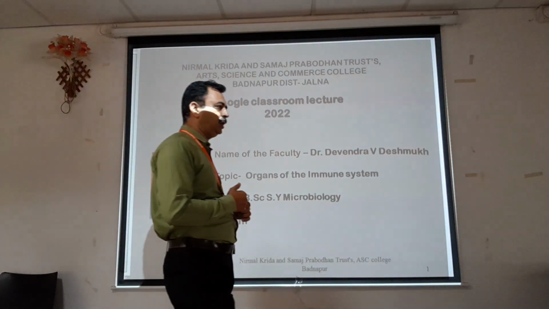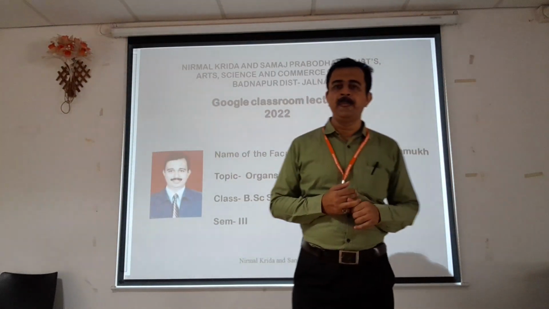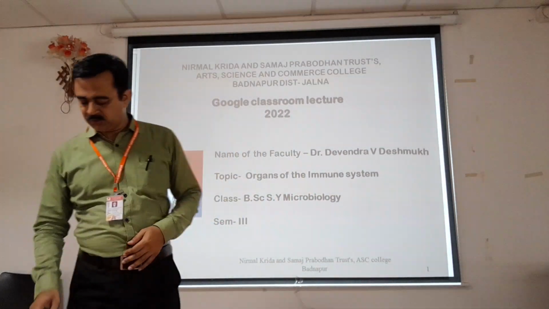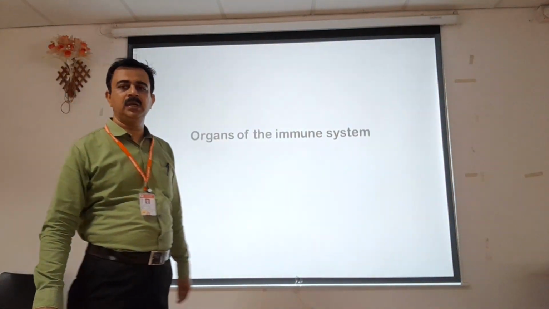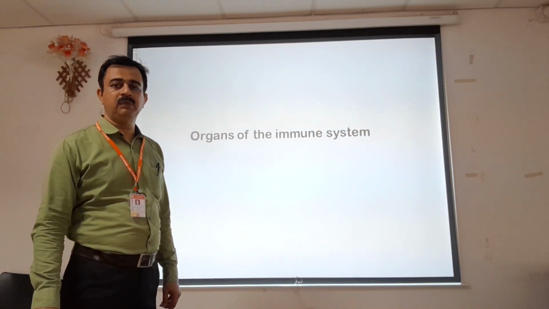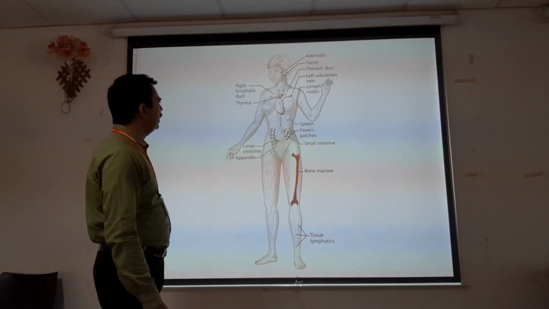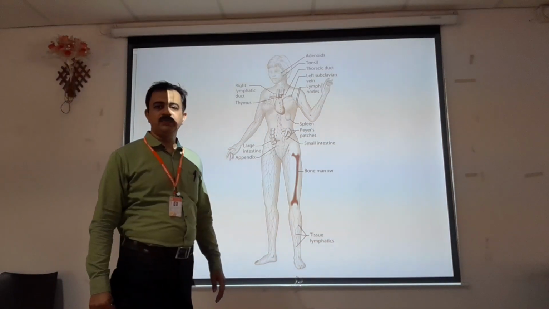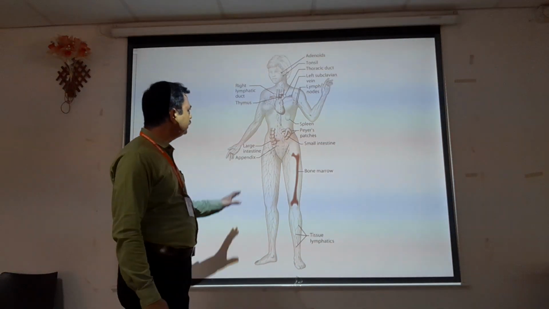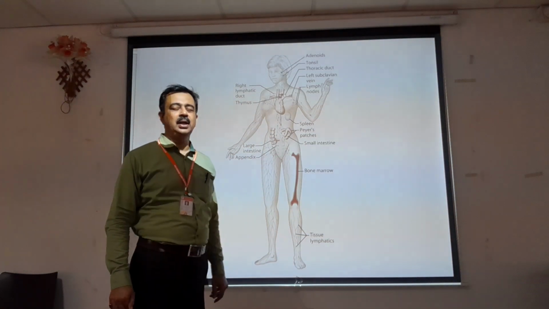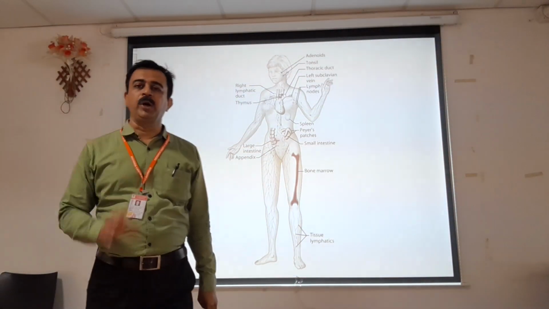Last time we have seen the normal flora of the human body, and now we turn our attention towards the organs of the immune system. So what are the different organs that are present in the immune system and what are the functional roles? Let us understand in that way. Now, if you just analyze this particular figure, this figure will tell you that the organs that have been marked are all organs which are helpful for protection of the body.